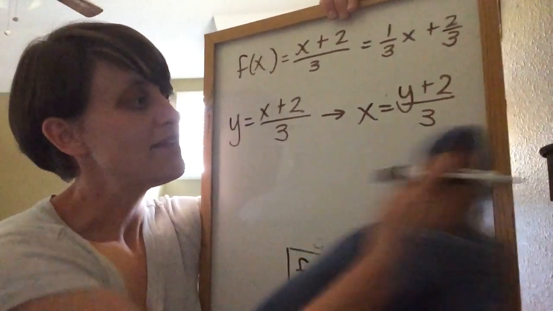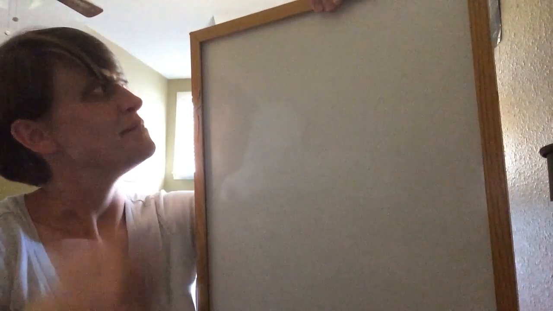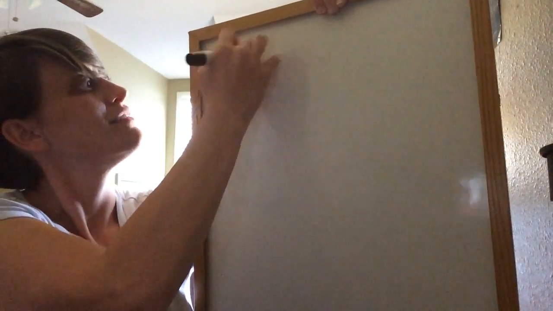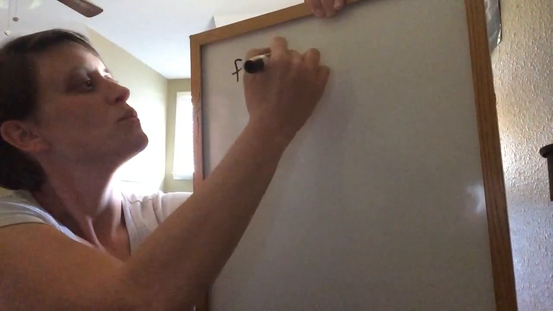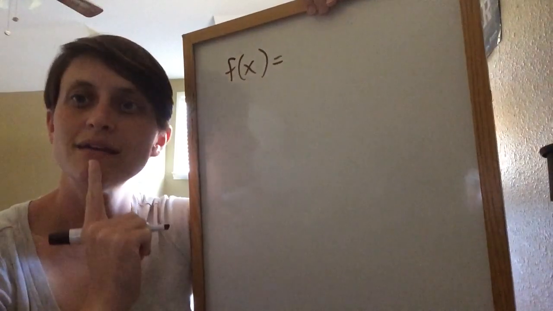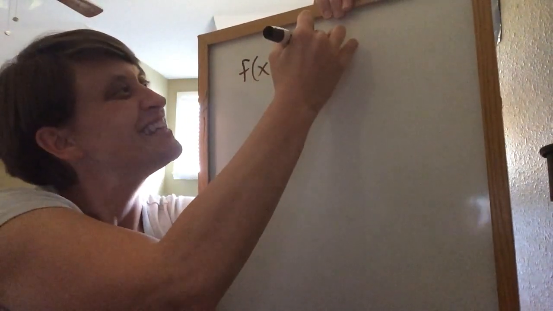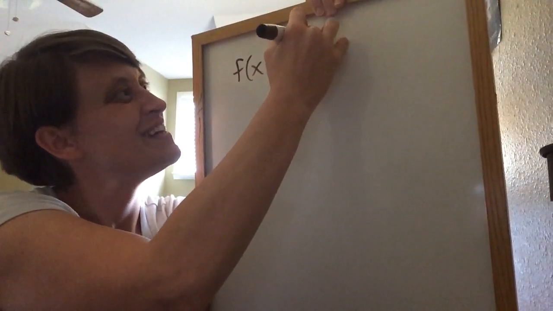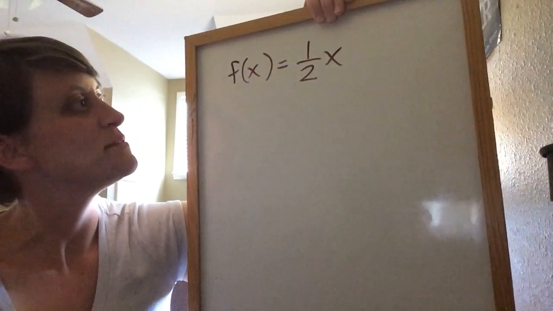Let's look at one more like this. And then that'll be it. I'm trying to find one that'll work out the way I want it to, but we're probably just going to do one. Let's do f of x equals 1/2 x.